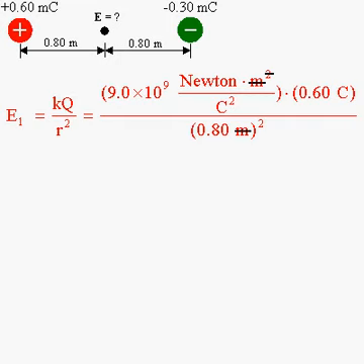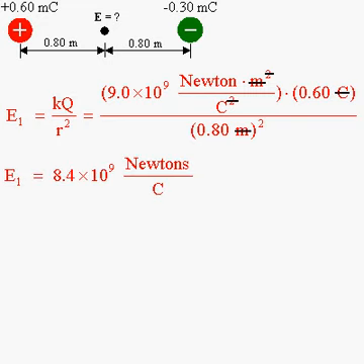The meters squared cancel, and one of the coulombs cancel. That gives us E1 equals 8.4 times 10 to the 9th newtons per coulomb. That's the electric field coming from the positive charge in the diagram.